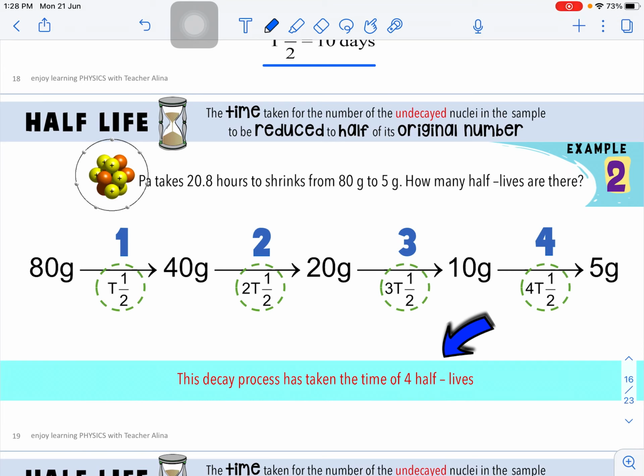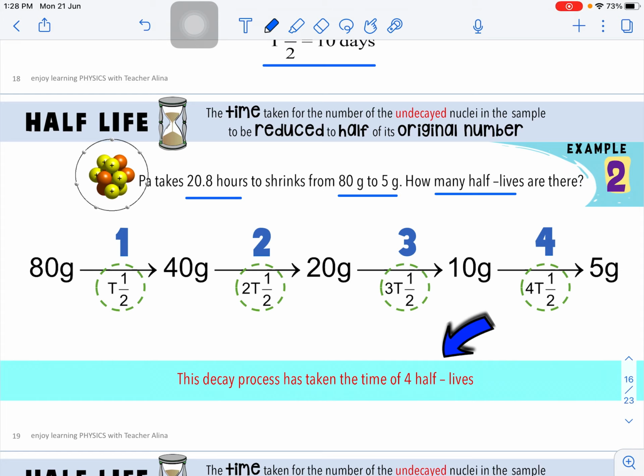Pa is protactinium, which takes 2.8 hours to shrink from 80 gram to 5 gram. How many half-lives are there? We can solve the problem by using a diagram. 80 gram half is 40 gram, 40 gram half is 20 gram, 20 gram half is 10 gram, 10 gram half is 5 gram.